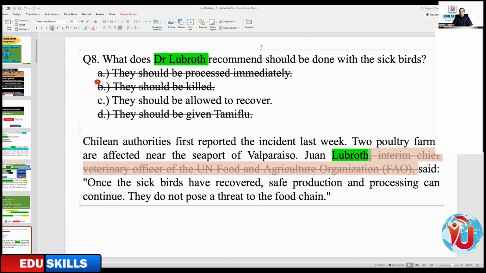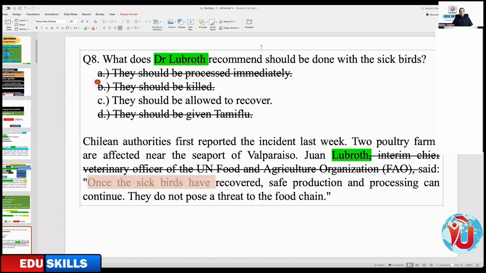Subject complement. Just ignore them. Don't read them so that you don't get confused. Lubroth said, immediately after what comes after the next comma, that is, once the sick birds have recovered, they should be allowed to recover. Let them recover. Then we'll go with other things.